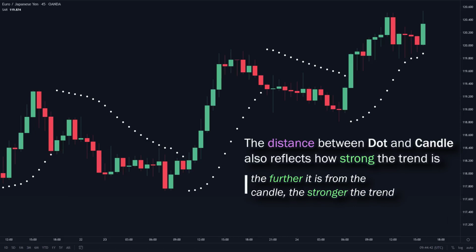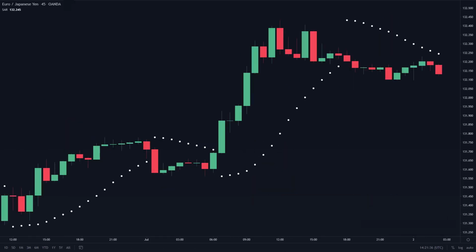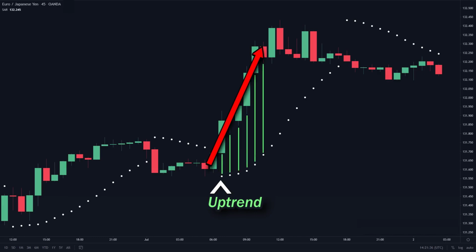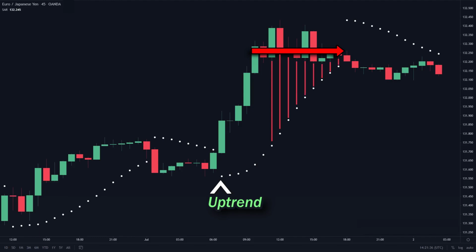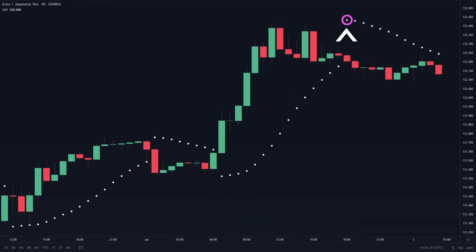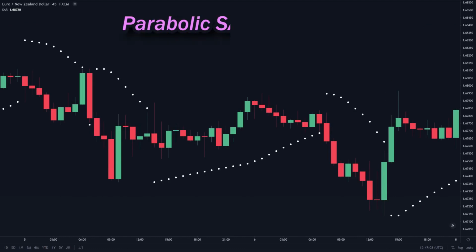Let me show you an example. So here, we can see that the dot is below the candle, indicating that the current market is on an uptrend. Then, as the uptrend starts gaining momentum, notice that the distance between the dot and the candle also increases. And after that, as the momentum starts getting weaker, the distance between the dot and the candle becomes narrower, until finally, the dot switches to above the candle, indicating that the direction of the trend has now reversed to the downside. Now, I'm going to show you the different strategies that you can use with the Parabolic SAR.